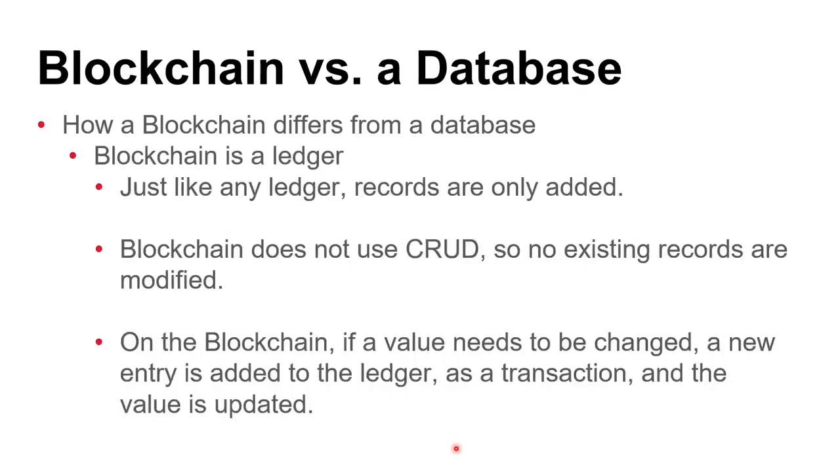And a blockchain is a ledger. The same way data is recorded in a ledger is the same way that it's recorded in a blockchain, and it's also managed the same way. Just like a ledger, records are only added to a blockchain, so it is append only. Blockchain does not use CRUD. No existing records are ever modified or deleted. If a value needs to be changed, a new entry is added to the ledger as the transaction values are updated.